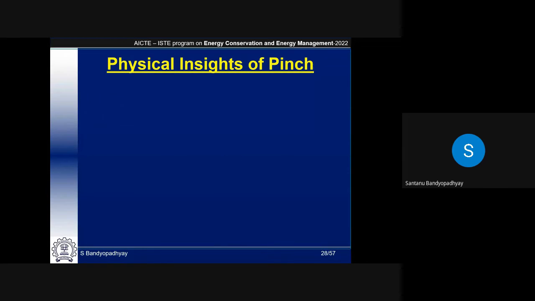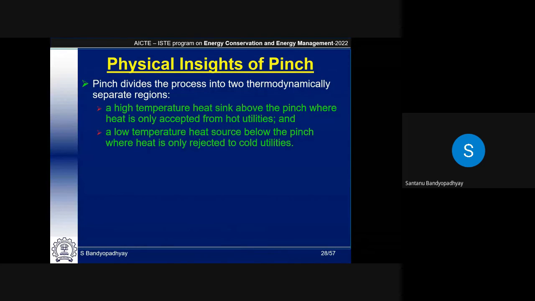So what are the insights we can get? We can get that the pinch essentially divides the entire process into two: a high temperature heat requirement zone or heat sink, and a low temperature heat source zone.